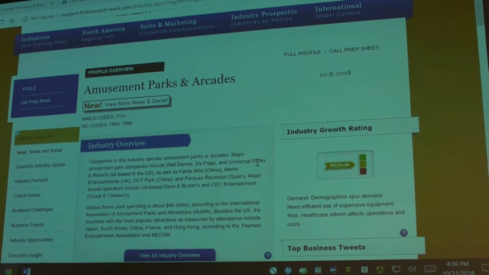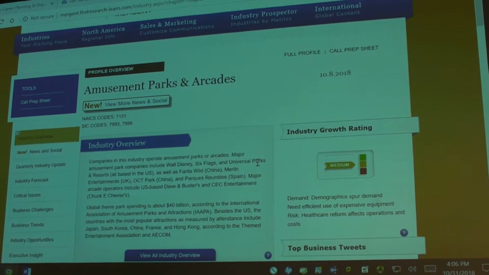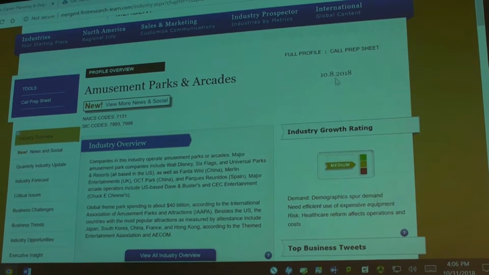Okay, so you're now looking at an industry report for the industry of amusement parks. A couple things I want you to notice. First of all, notice the date in the upper right-hand corner. Fairly recent, which is good.